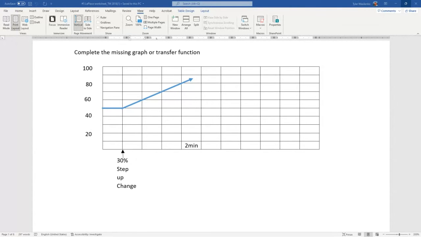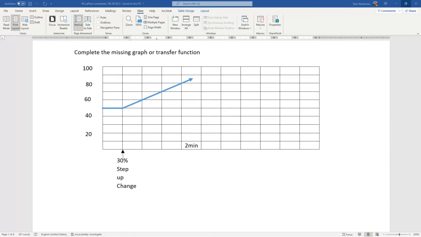Okay, here we have a short video on how to get a transfer function from a graph, or how to draw a graph based on a transfer function. So the first thing we're going to look at here is how can we identify what we have. In this case, we have a graph, so we're looking for a transfer function.